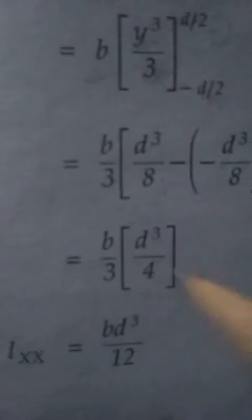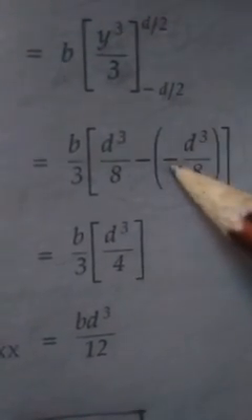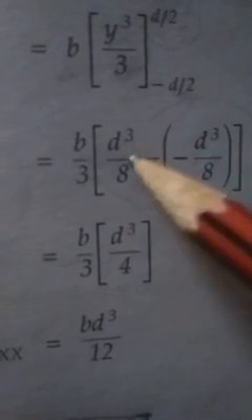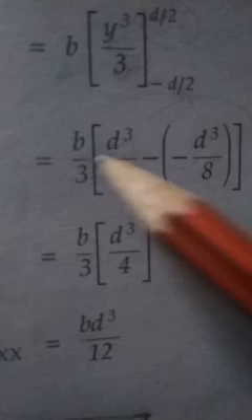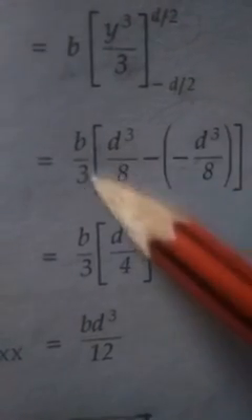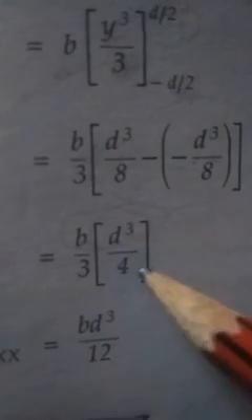b by 3 remains as it is. Here the 3 you have to bring outside, because 3 is a constant. After calculating, minus minus becomes plus. So this and this are the same, like x plus x becomes 2x. It becomes 2d cube divided by 8. If you cancel 2 and 8, you get 4, so d cube divided by 4. b by 3 you write as it is. Finally this becomes b d cube divided by 3 into 4, 12.